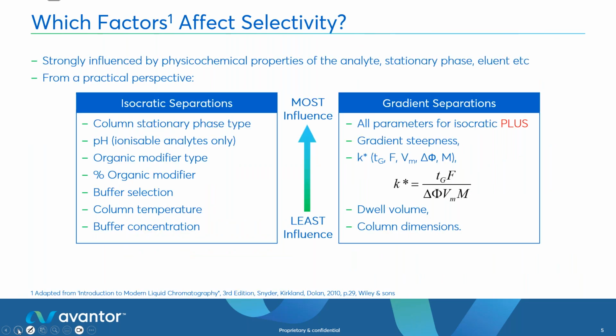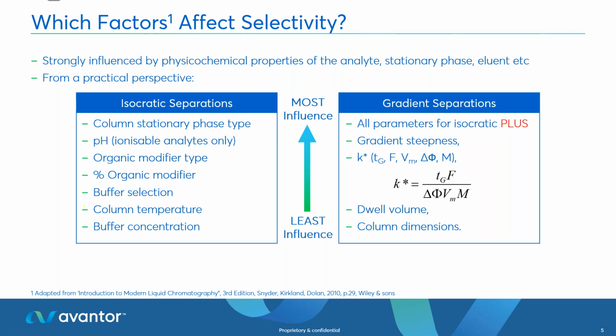So it's really important to know what affects selectivity. That's not only when you're doing method development, but also if you want a consistent, reproducible, robust method, because anything affecting selectivity is going to move your peaks around. Therefore, if you're not controlling those factors, then you could get inconsistent chromatography run to run, day to day, because one of these factors is not under control.